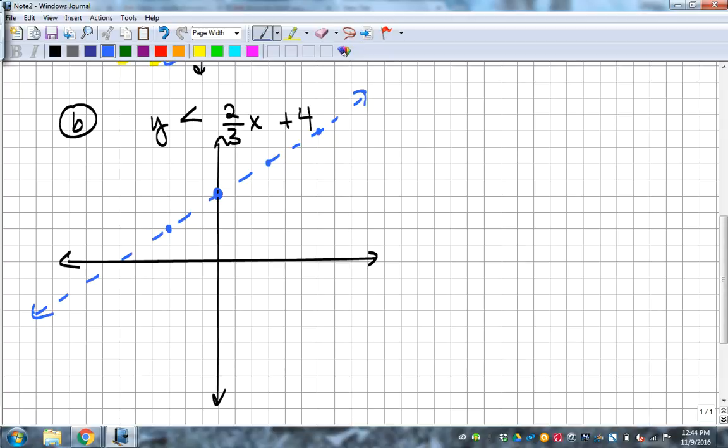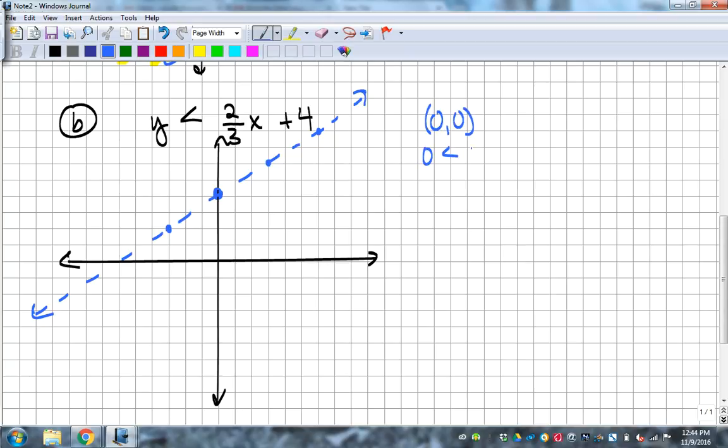Now we have to decide whether to shade this side of the line or the bottom side of that line. So we've got to pick a test point. We're going to use the origin, 0, 0, because the line doesn't go through it, and that's an easy one to plug in. You technically can pick any point that's on one side of the line and plug it in, but we're going to try to use the easiest one, which is 0, 0.